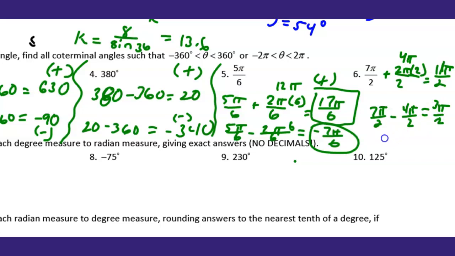So let's do it one more time. 3 pi over 2 minus 4 pi over 2. I use 4 pi over 2 again because that's 2 pi. 4 divided by 2 is 2. And that's going to be negative pi over 2. So there's my negative, and either one of those would be my positive. That's a positive, that's a positive, they're both acceptable.